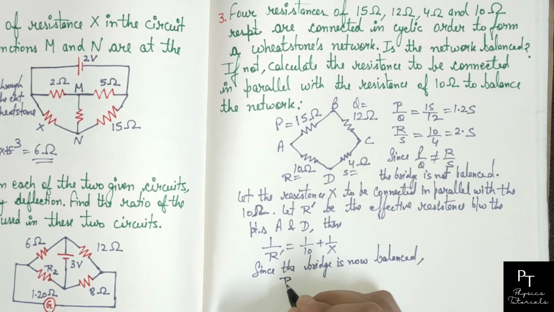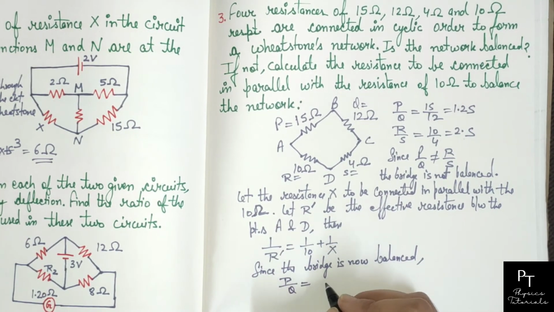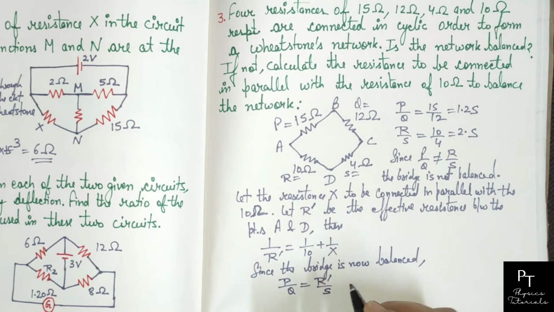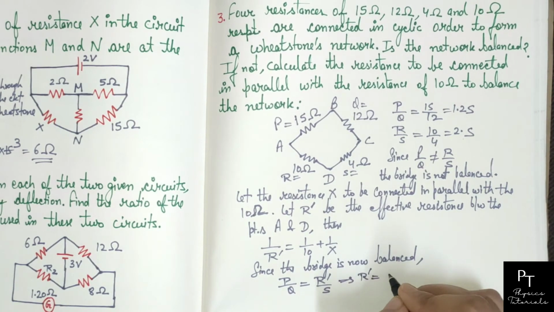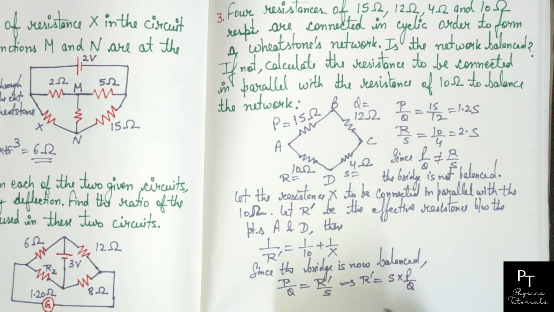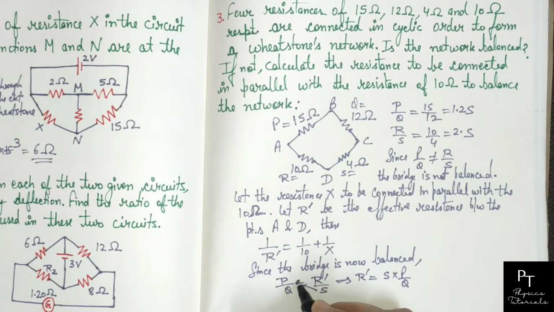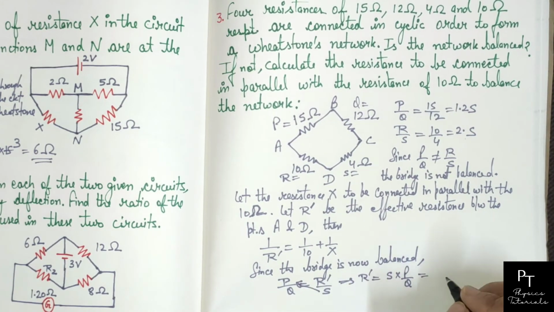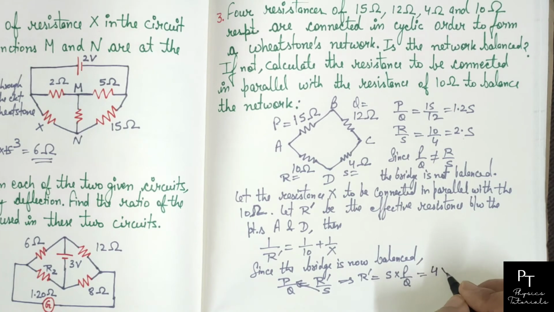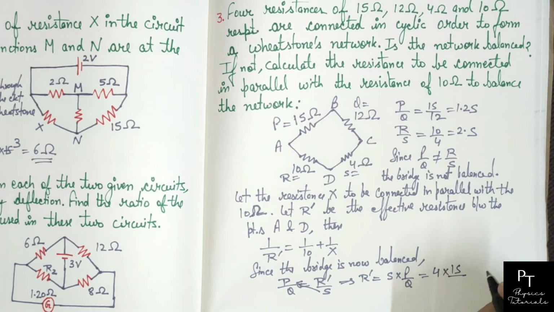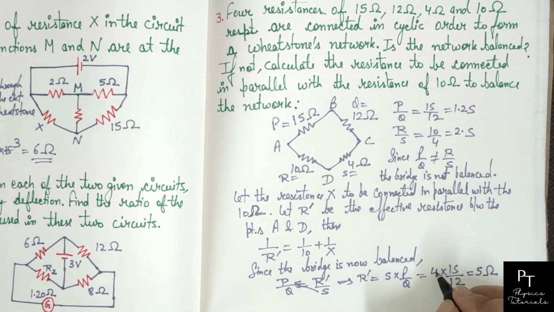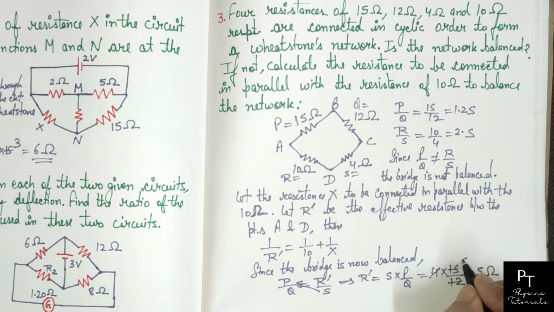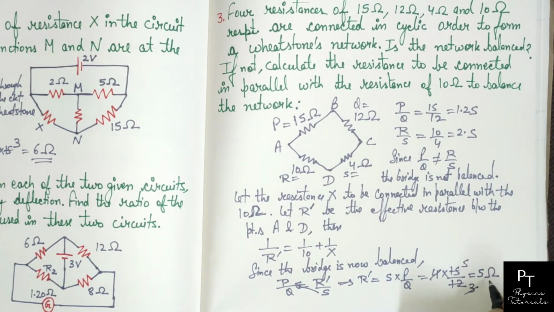so हम लिख सकते हैं that P by Q will be equals to R dash by S, and यहाँ से R dash आ जाएगा equals to S into P by Q. This is after cross multiplication. Now substituting values, S is 4 ohms and P is 15 and Q is 12. So after simplification we have R dash equals to 5 ohm. This is 4 3 the 12, 3 5 the 15. So we have R dash equals to 5 ohm.